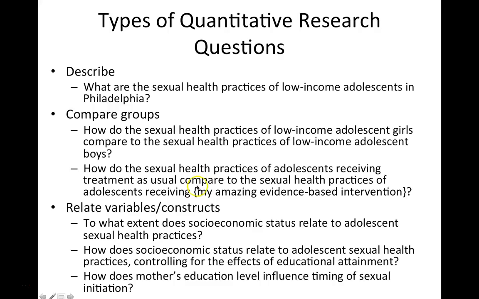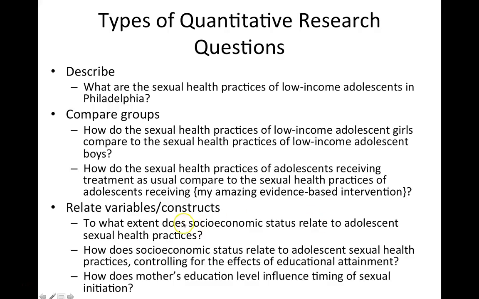And a third type of question that we often ask is, how do specific variables or constructs relate to one another? How are they associated? And this, the comparison of groups, is a subset of that in some ways. But for this particular type of question, we're looking at basic types of associations. So to what extent does socioeconomic status relate to adolescent sexual health practices?